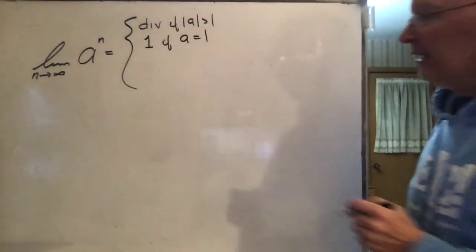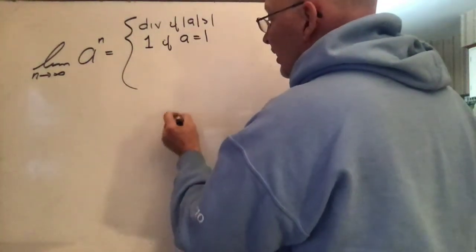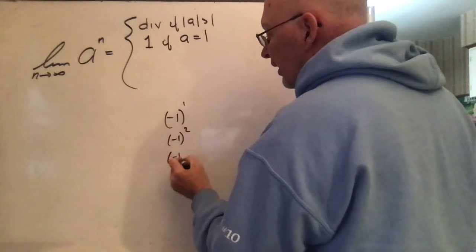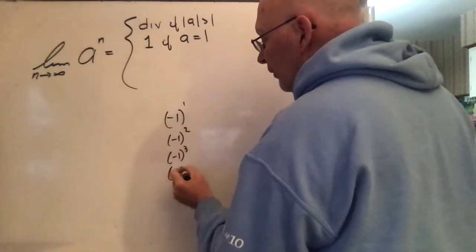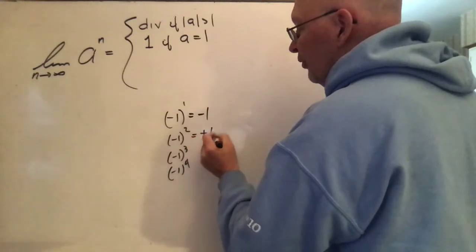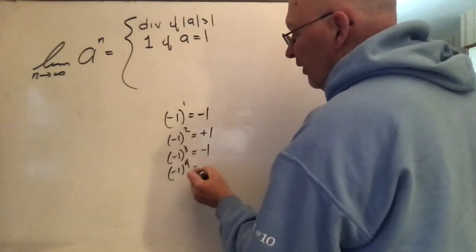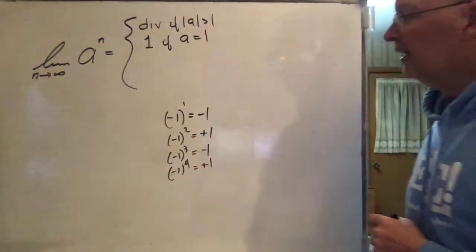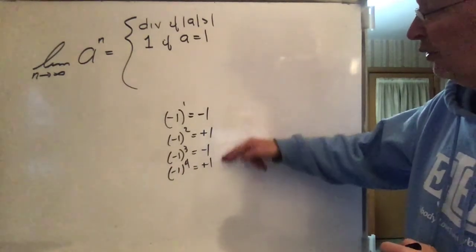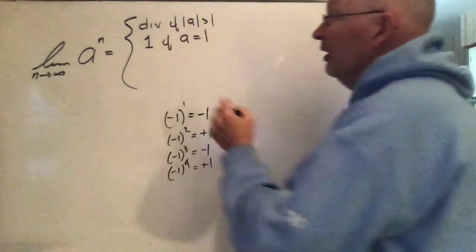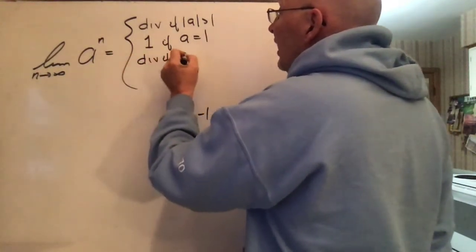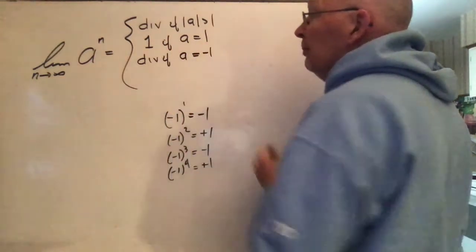If a is equal to -1, then what do you get? -1 to the first power, -1 squared, -1 cubed, -1 to the fourth. What happens to all these? That's -1, that's +1, that's -1, that's +1. It's going to keep alternating between 1 and -1, which means the sequence doesn't converge. It just keeps bouncing back and forth. So I'm going to say it diverges if a is equal to -1.